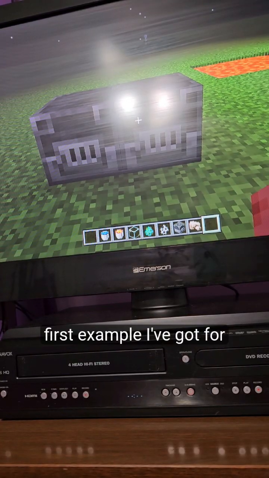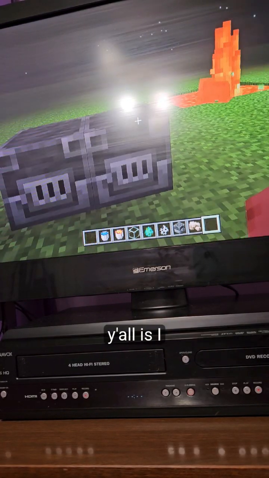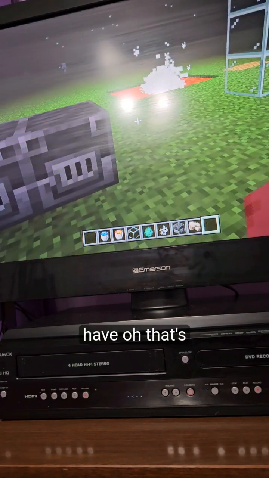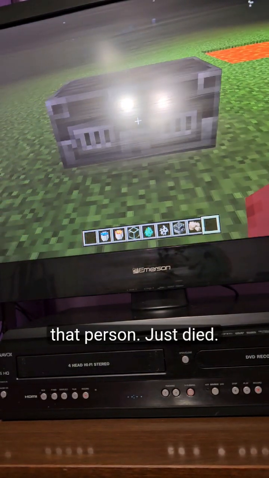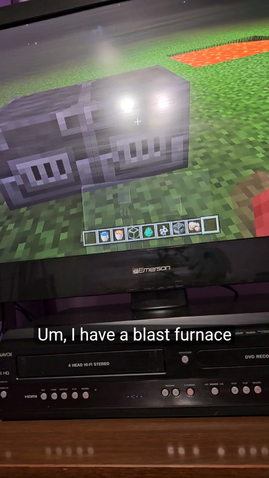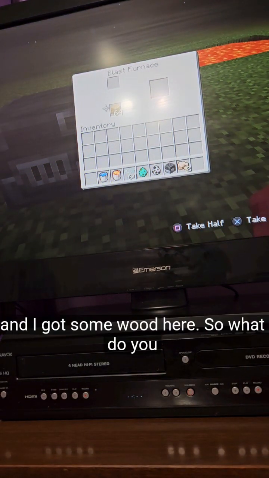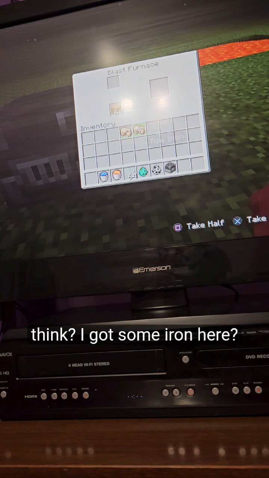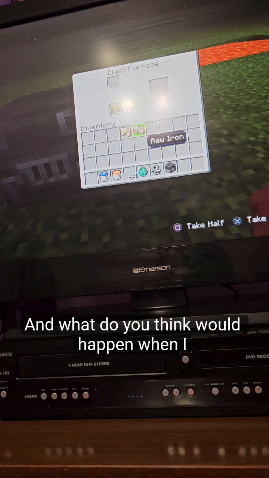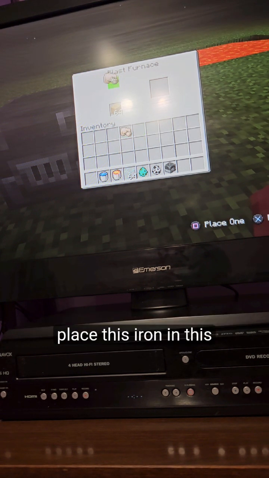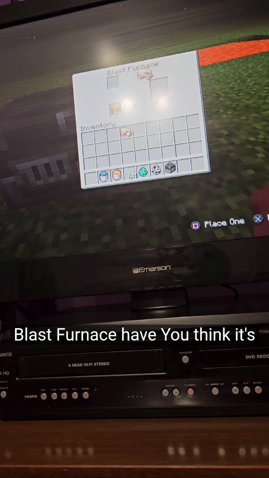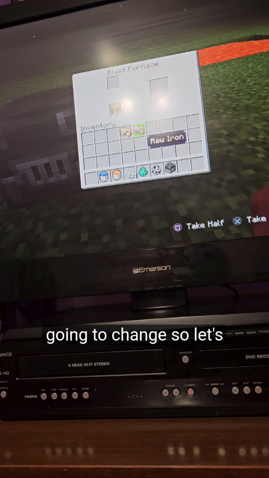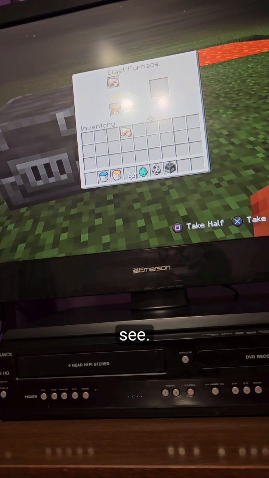So the first example I've got for y'all is, oh, that person just died. I have a blast furnace, and I got some wood here. And I got some iron here. What do you think would happen when I place this iron in this blast furnace? How do you think it's going to change? So let's see.